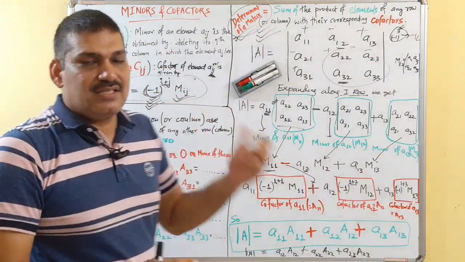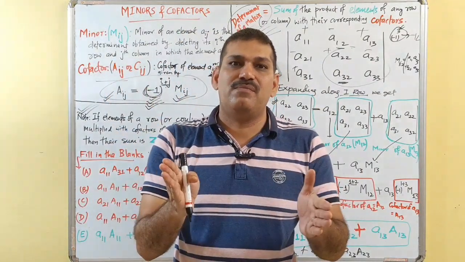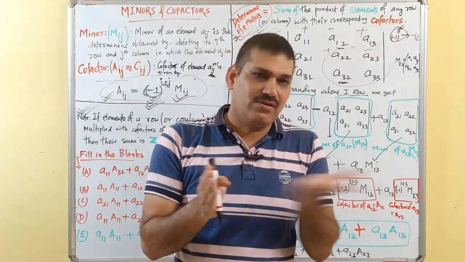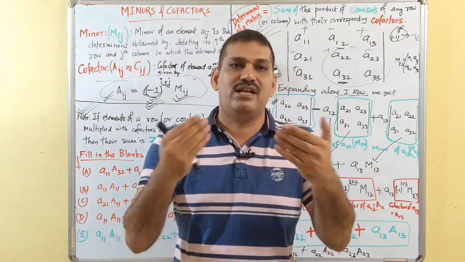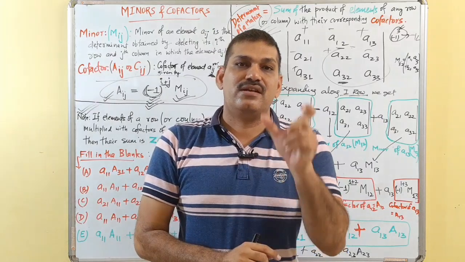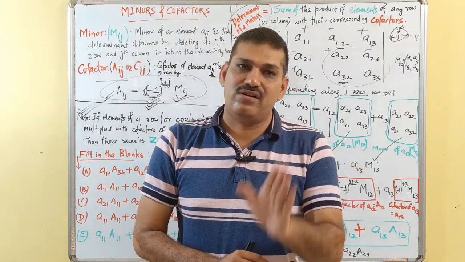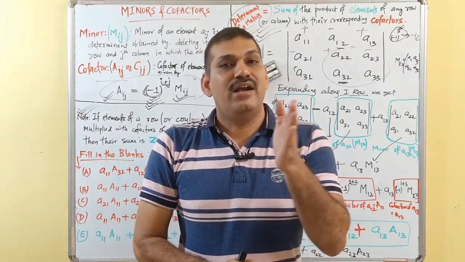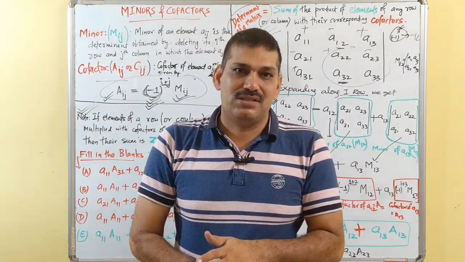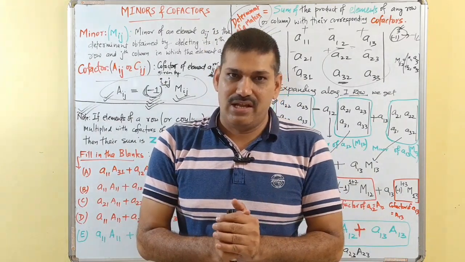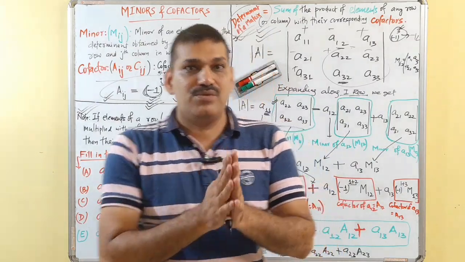First of all, what is a minor? A minor is the determinant obtained by deleting the ith row and jth column. If we delete the ith row and jth column in which the element itself exists, then the remaining determinant is known as the minor of that element. And now, if this minor is multiplied by minus 1 raised to i plus j, then we get the cofactor of this element.